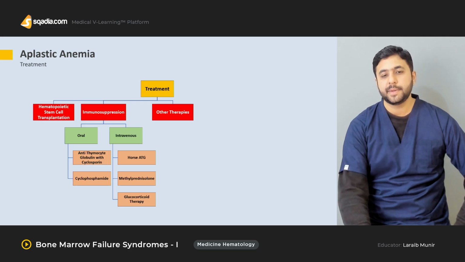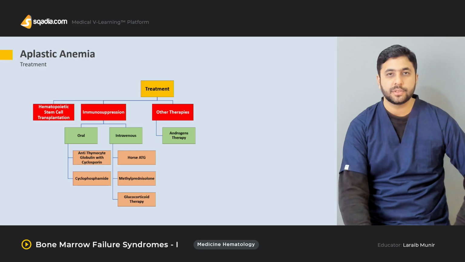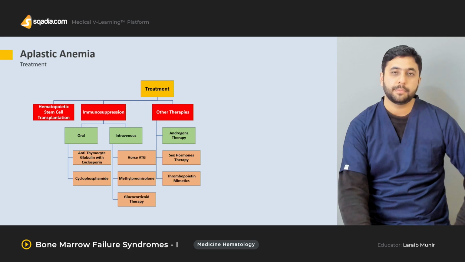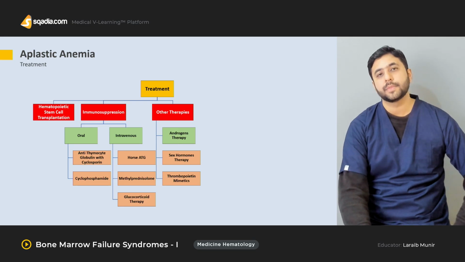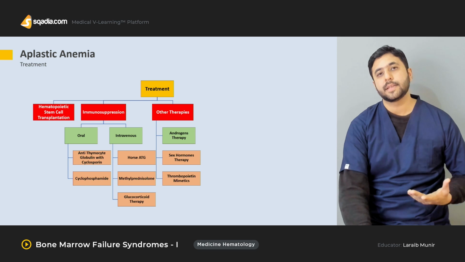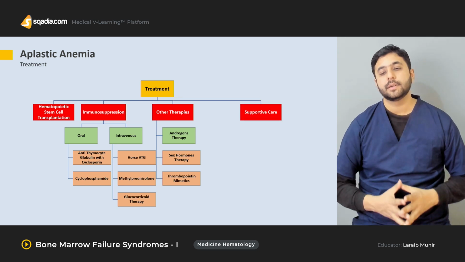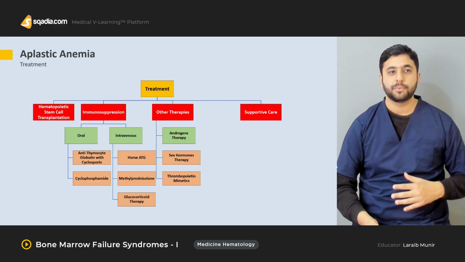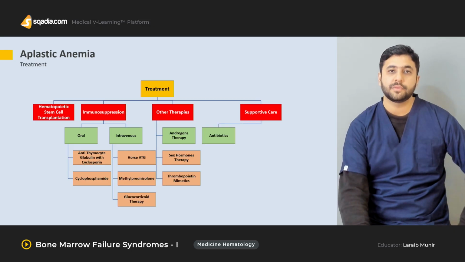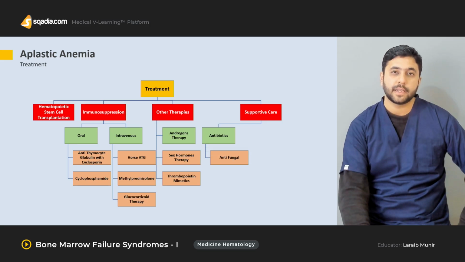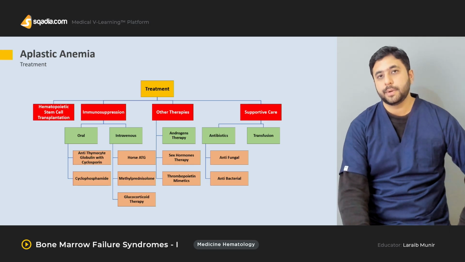The other therapies which have been tried and have mixed success are androgen therapy, for example, sex hormone therapy, or thrombopoietin mimetics, which can be given to stimulate the thrombocytes to produce the platelets. And otherwise, we have to symptomatically manage the patient with supportive care, manage the presentations. For example, if someone presents with an infection, if there's a fungal infection, we might try antifungals. Antibacterials can be tried for bacterial infections. If the patient's blood count, hemoglobin goes too low, we might transfuse the patient with RBCs.